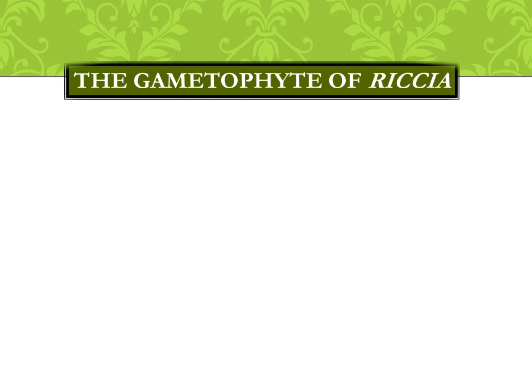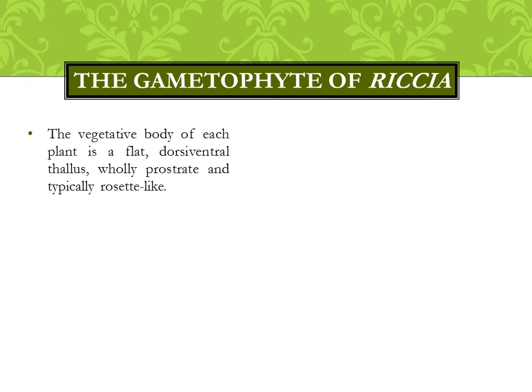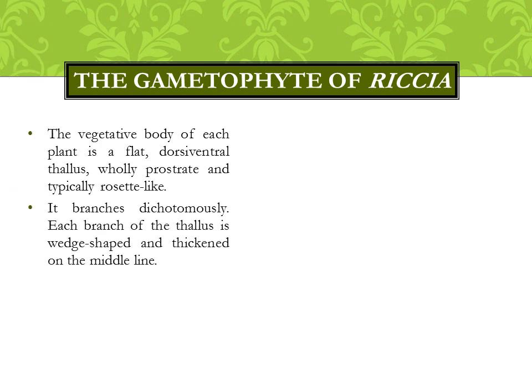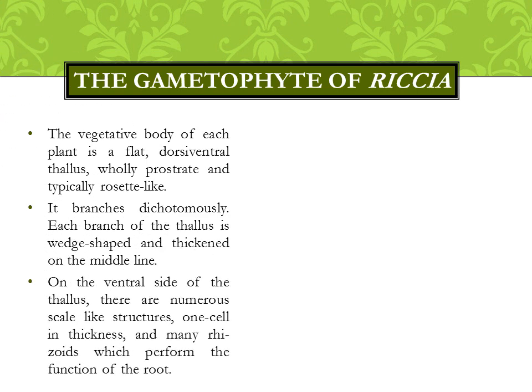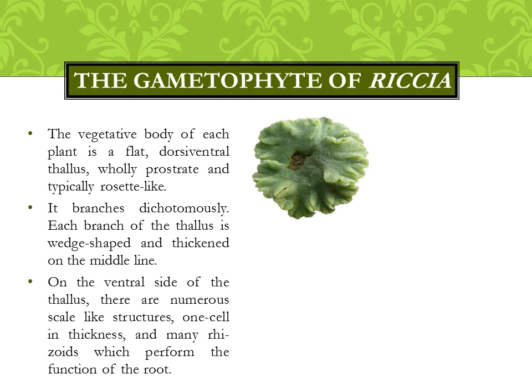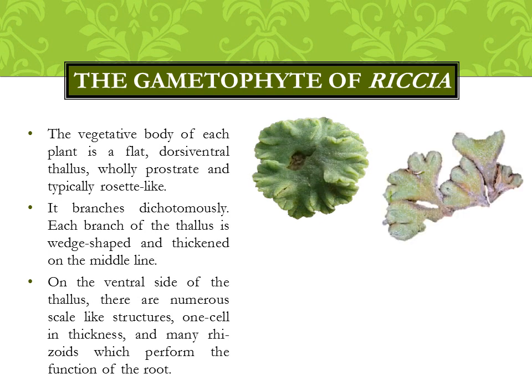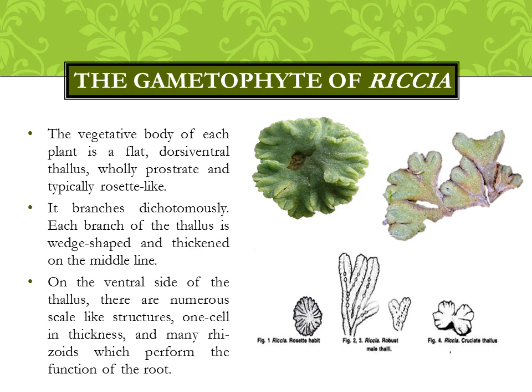So the gametophyte of Riccia, the vegetative body of each plant, is a flat dorsiventral thallus, wholly prostrate and typically rosette-like, right? Its branches are dichotomously branched and each branch of the thallus is wedge-shaped and thickened on the middle line. On the ventral side of the thallus there are numerous scale-like structures, one cell thick, and many rhizoids which perform the function of the root, but the rhizoid is a false root.